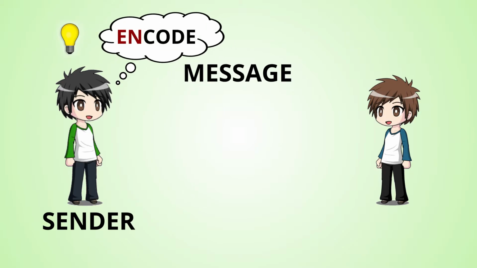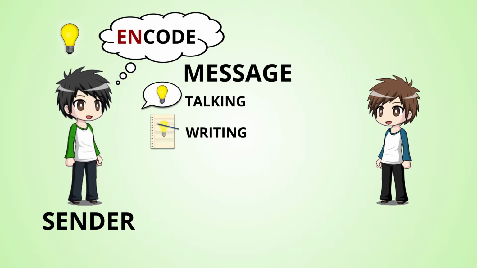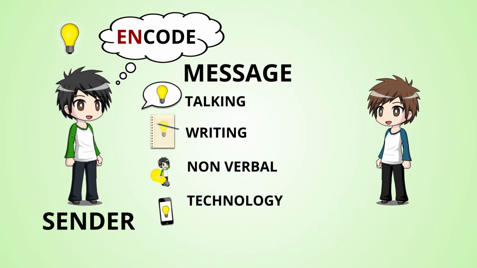And I have a couple of options to get this information to you. I could tell you the message by talking, and then I need to make sure that you can hear the message. I could get the message to you by writing it down, and then you have to be able to see what I wrote, or I need to mail you the message. I could tell you something using facial expressions or body language, and then I have to make sure that you can see the visual or nonverbal message. And if you're far away, or maybe you're not with me at the same time, I could use technology to get the message to you.